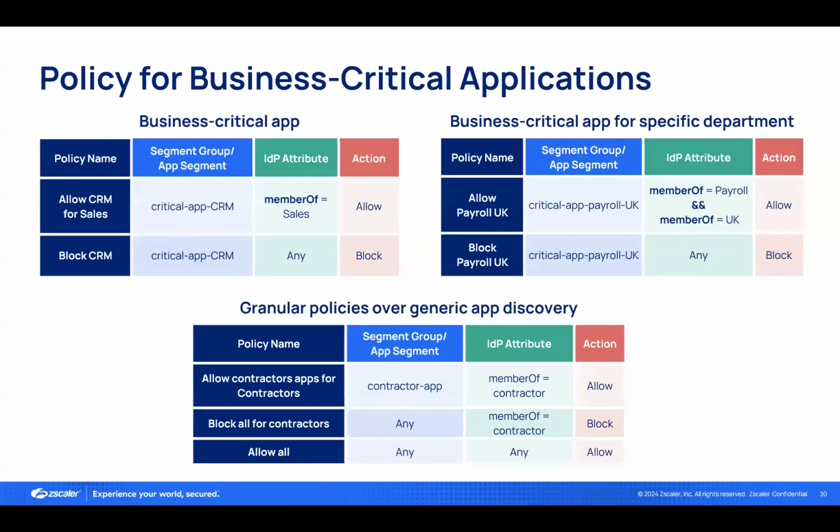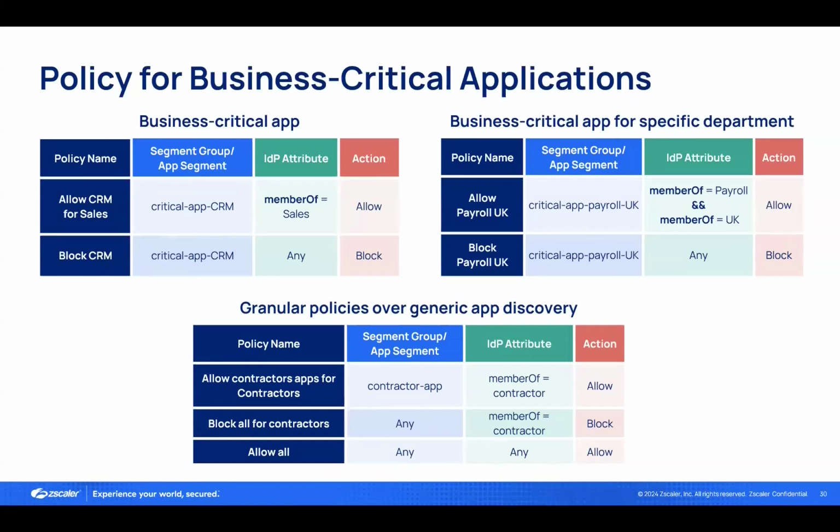This principle is one you should apply for any critical application you want to build policy for, even if you build policy for multiple critical applications with multiple criteria. Here we have two side-by-side examples. On the left is a business critical application segment that we've created with an access policy that allows access for the sales group. Here it's the critical app CRM application segment. It allows access for people with a member of sales attribute, and there's a corresponding block policy that blocks the critical app CRM segment for all users.